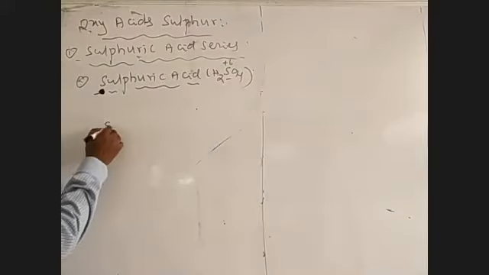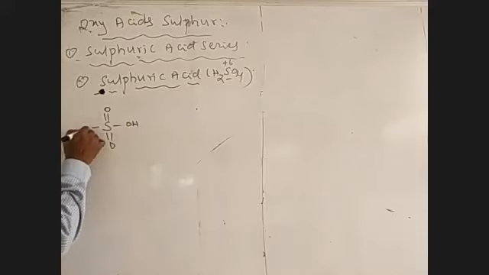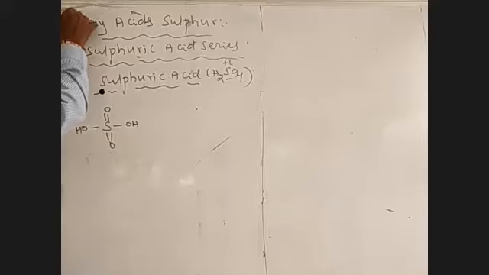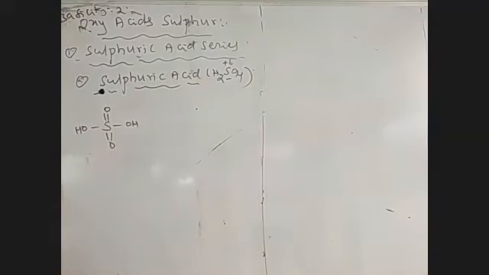The basicity of all oxy acids of sulfur is considered as 2. Here two ionizable hydrogens exist. This is the basicity of this acid. The oxidation state of sulfur is +6. Oxygen is more electronegative than sulfur, therefore the bond pair of electrons is taken by oxygen. So oxygen exists as negative and sulfur as positive.